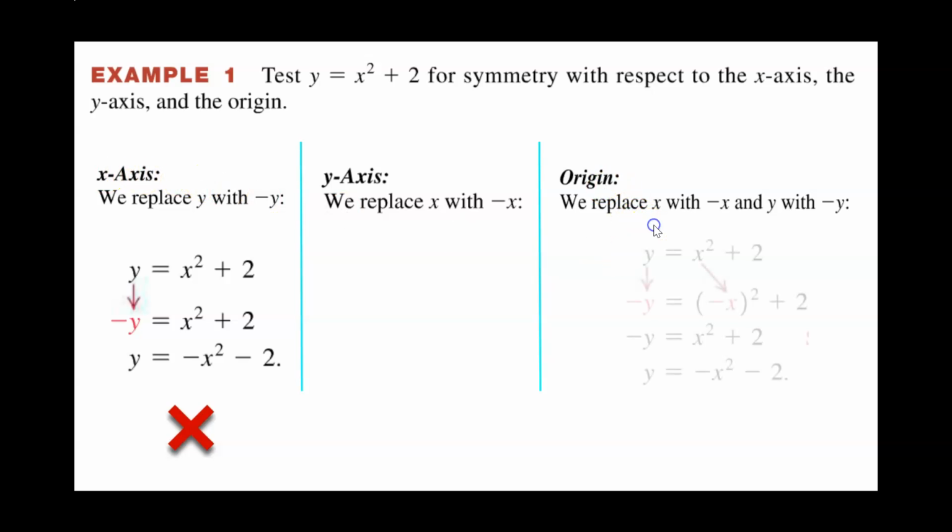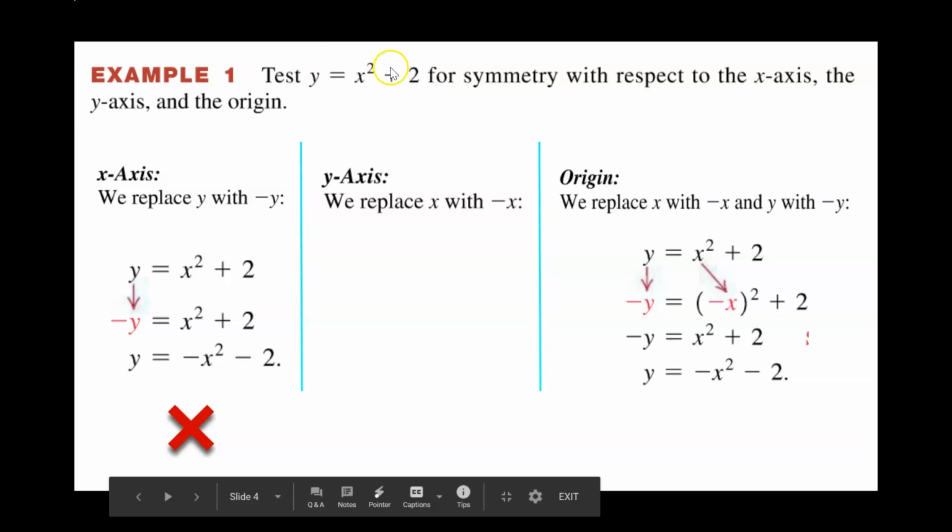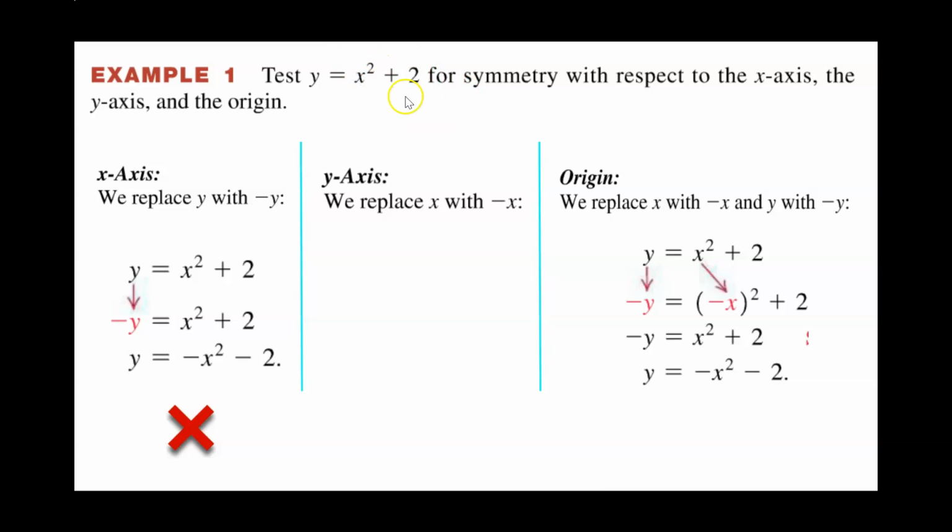Let's try the origin. If I plug a negative in for y and a negative in for x, so for the origin you have to do it 2 times. Plug a negative here and a negative here. If I square a negative x, negative x times a negative x gives you a positive. 2 negatives make a positive. Then I take this negative over, divide by -1, change the sign, change the sign, change the sign. I see that this one also does not match what I have up here.